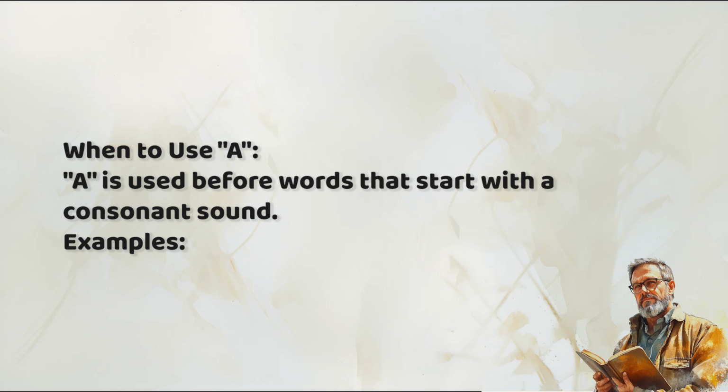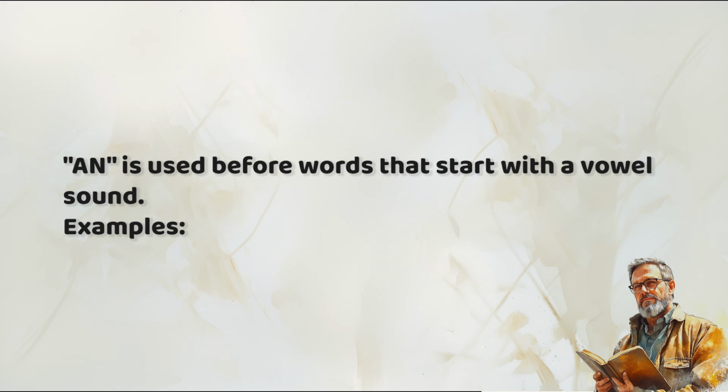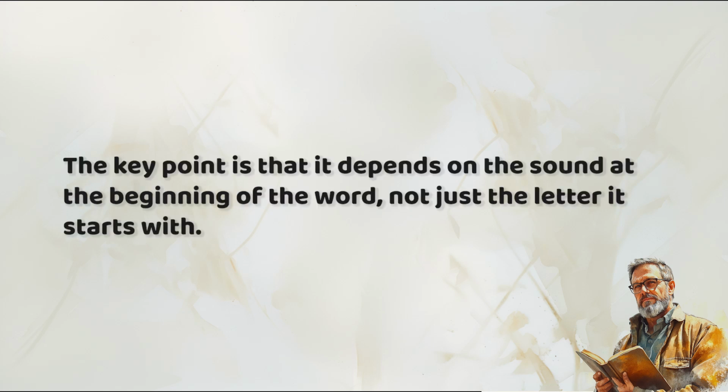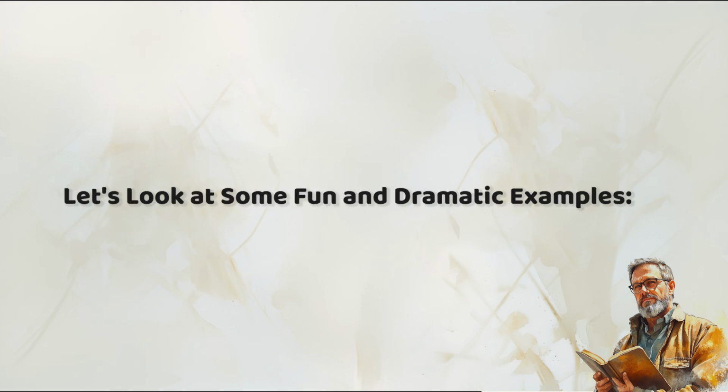When to use a. A is used before words that start with a consonant sound. Examples: a cat, a book, a teacher, a dog. When to use an. An is used before words that start with a vowel sound. Examples: an apple, an hour, an idea, an umbrella. The key point is that it depends on the sound at the beginning of the word, not just the letter it starts with. Let's look at some fun and dramatic examples.